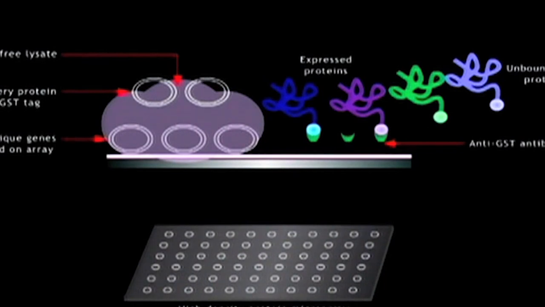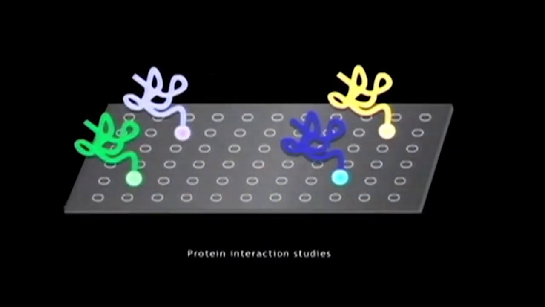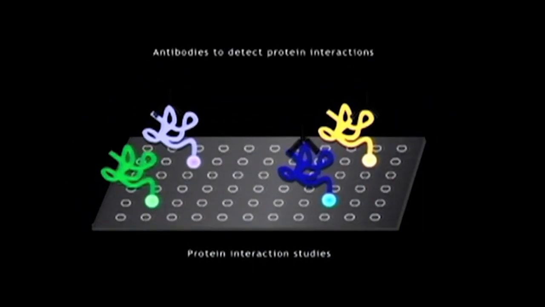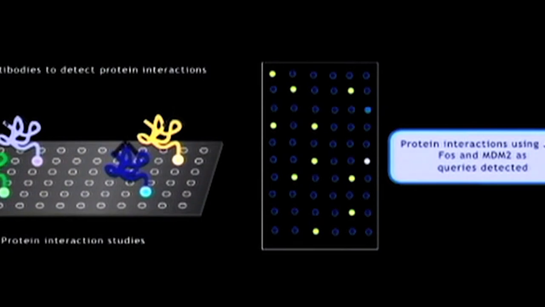After addition of the cell-free expression based system, proteins containing GST tag were synthesized and bound onto the capture antibody. cDNA of the query protein was also added to the same mixture, such that the query was co-expressed but remained unbound due to the lack of a tag capturing agent. These protein microarrays were then probed with antibodies specific to the query proteins. Authors detected various protein interactions using well-known query proteins such as JUN, FOS and MDM2.